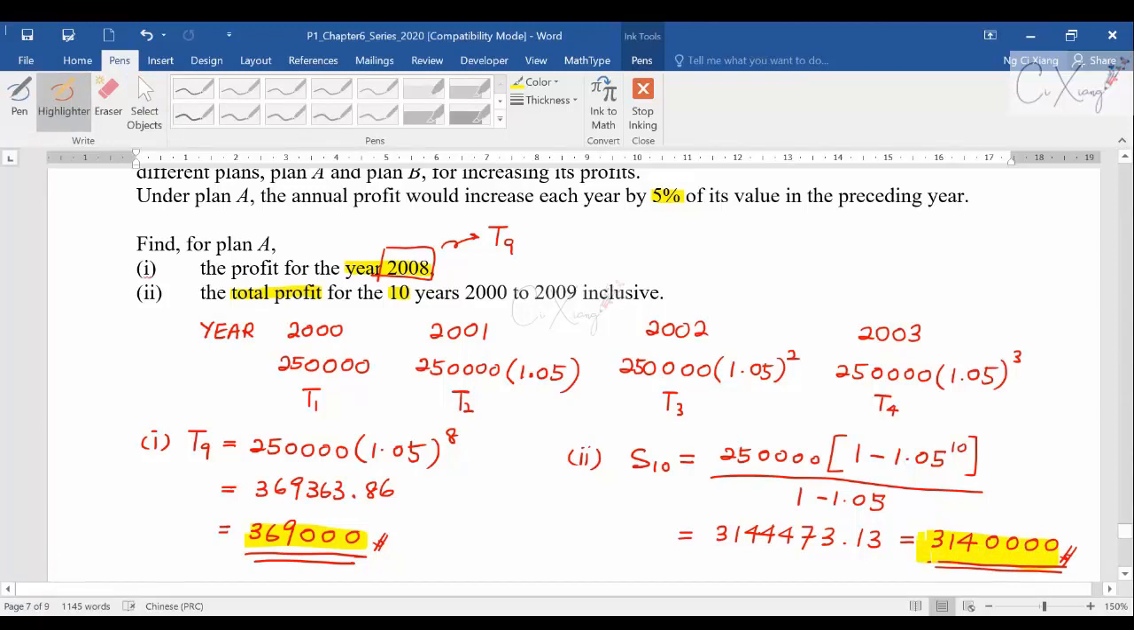Alright, so these are a few examples that I can take from the past year questions so that you can see how we actually try to solve the question for geometric progression. So of course there are a lot more different types of questions, so it needs some time for you to figure it out and then you try the past year questions by yourself.